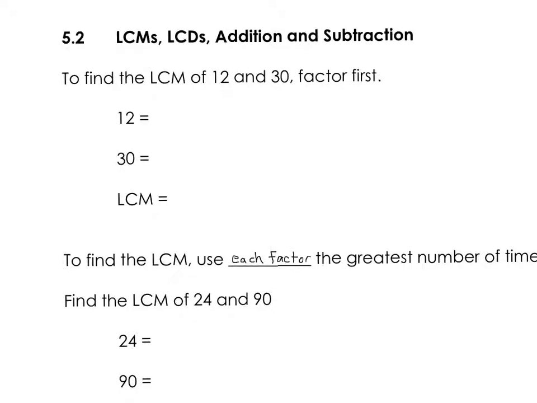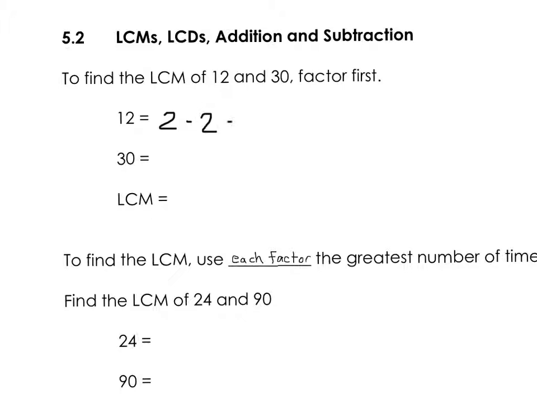Section 5.2, Least Common Multiples, Least Common Denominators, Addition and Subtraction. So to find the least common multiple of 12 and 30, factor first. We need a prime factorization. We need to factor it until it cannot be factored anymore. Each number will be a prime number.